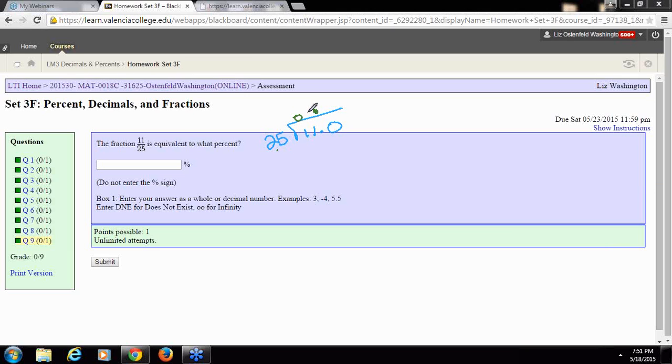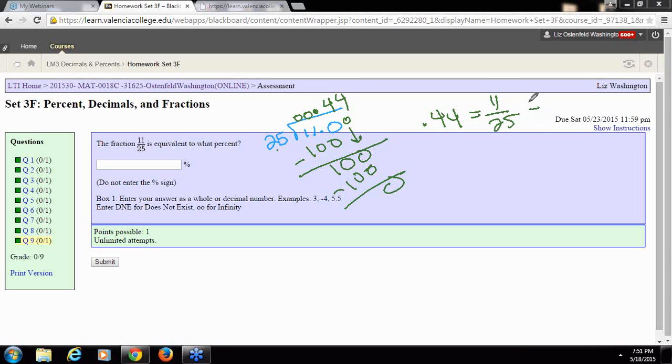25 cannot go into 1. It cannot go into 11, but it definitely can go into 110. I'd say at least 4 times, because that would give me 100. Give me a remainder of 10. Add a 0. It'll give me 4 again. 0.44 is equal to 11 over 25, which is also equal to what kind of percent? Very good, 44%. Thank you, thank you, thank you.